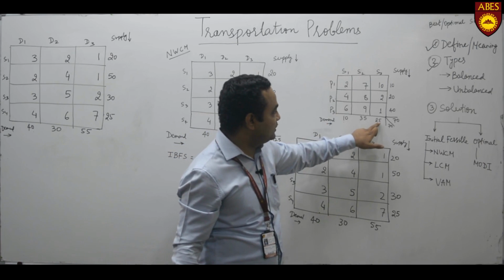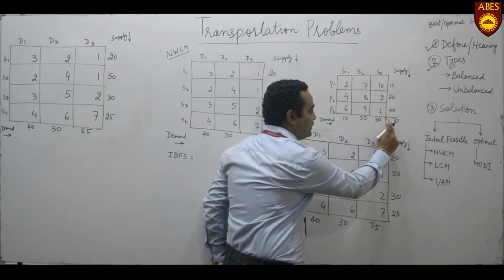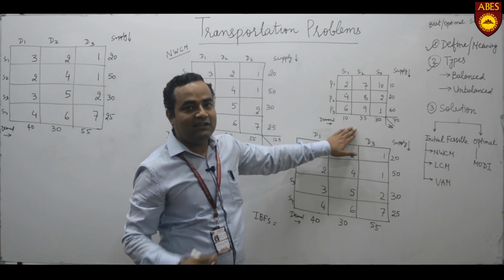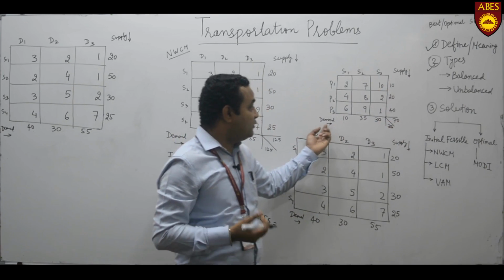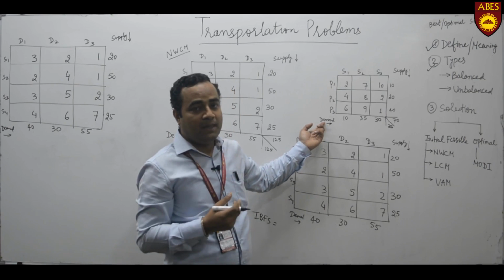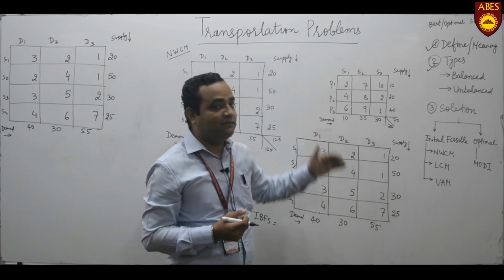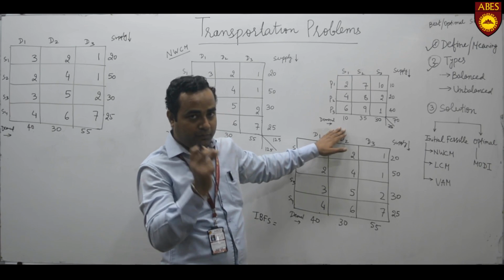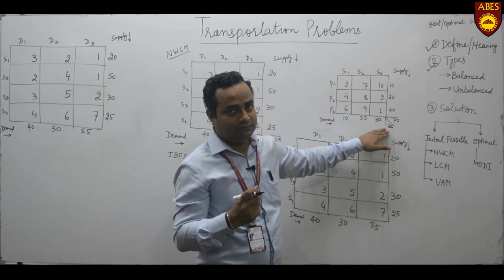Suppose I put some value around 30, then the total is 75. This is known as an unbalanced transportation problem because supply is only 70 but demand is 75. So for this problem, first we have to balance the unbalanced transportation problem, then proceed further. To balance it, we incorporate one dummy row so that it becomes balanced.